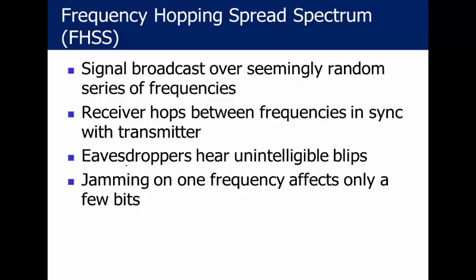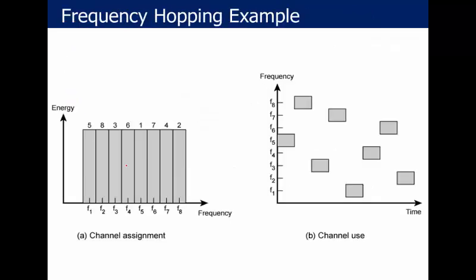What happens? We'll look at this. Let me bring this up. What happens here is, this is a given frequency bandwidth. We split the frequency bandwidth into n channels, sub-channels. So in this case, eight channels. For simplicity, all channels are disjoint.